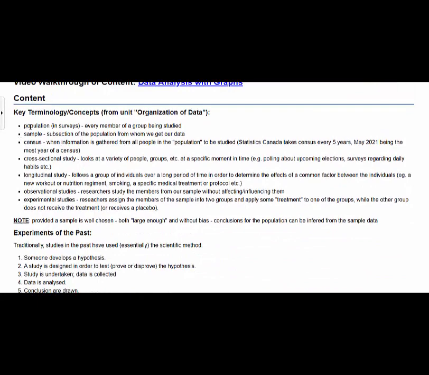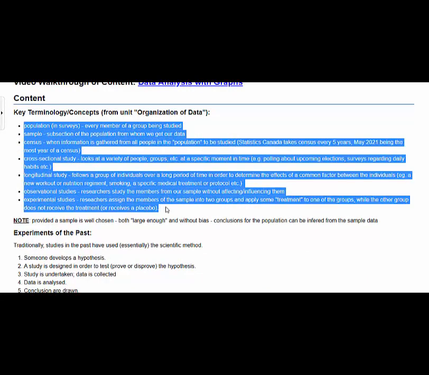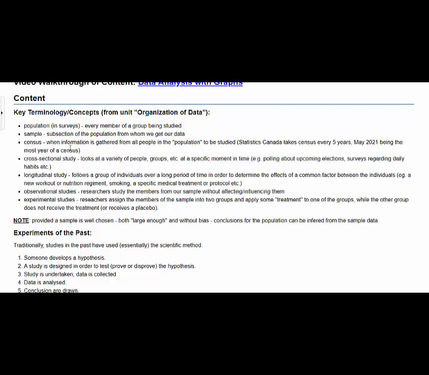A lot of terminology here at the top. This should have been review from the organization of data section. If it isn't, you may need to ask questions about it, but again, I think it's fairly straightforward if you've seen it before. You certainly should have.